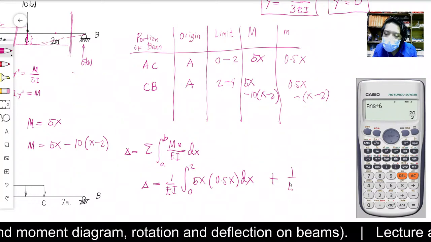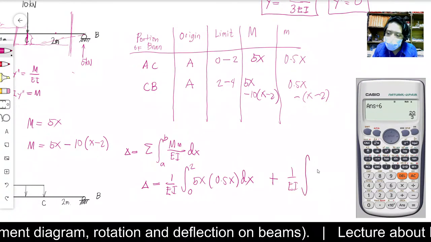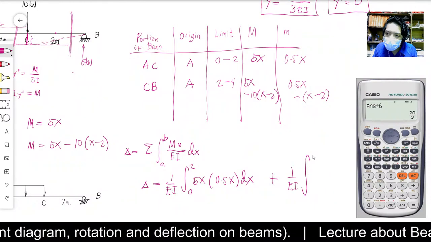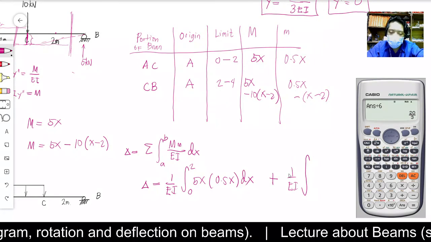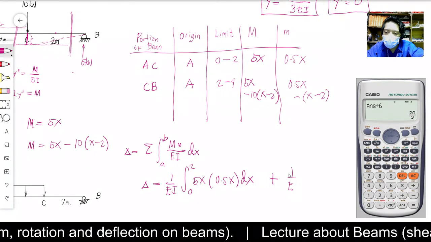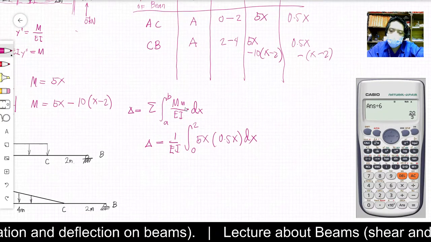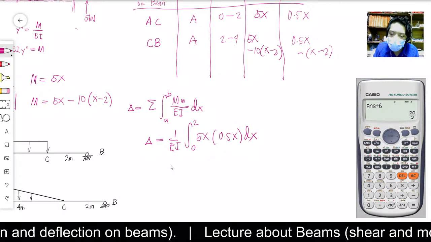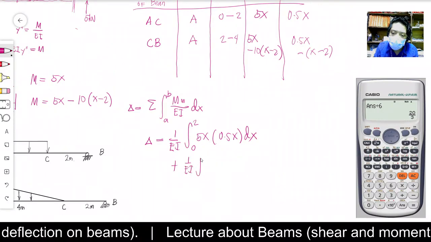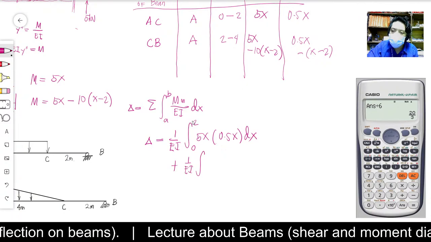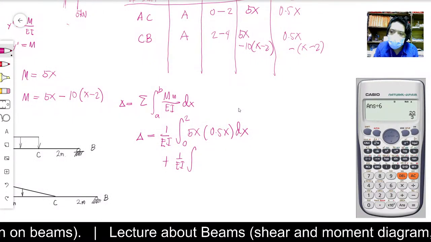Summation ha, because may da pa natin usap pa nga segment. Plus, 1 over EI, the integral of, we have here, kulang kasi in space it screen. So, let me write it below. Plus, 1 over EI, the integral of, capital letter M.